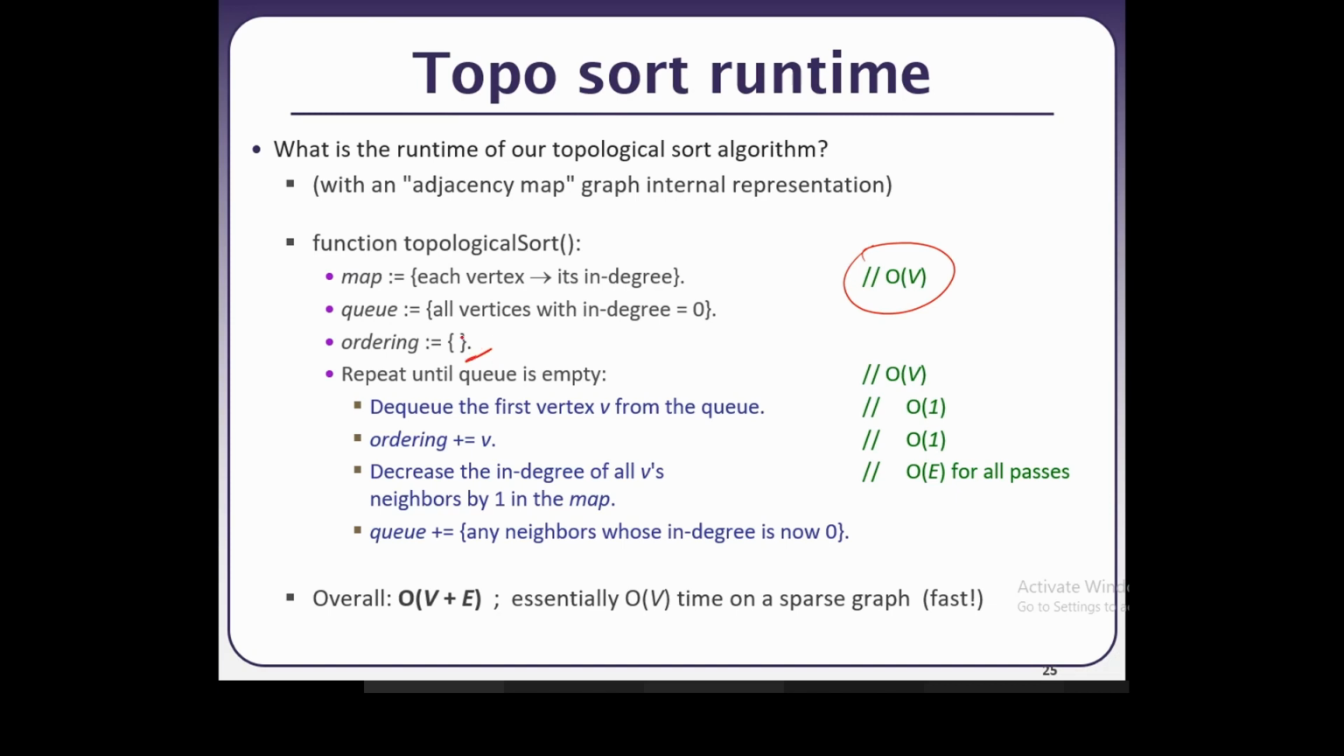This is the ordering. In this also, the node will be added after the processing. So it will contribute around O of V. Then we are just repeating until Q is empty. So dequeue the first element, the vertex, from the queue. Each time one vertex will be removed from there, so its cost also comes to O of V.